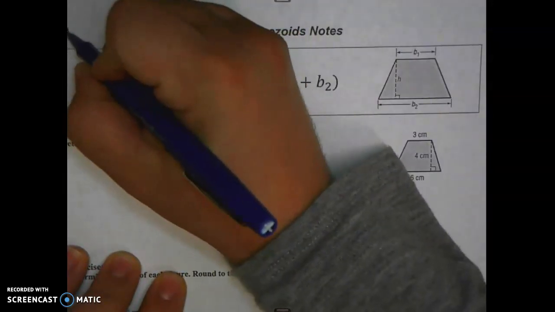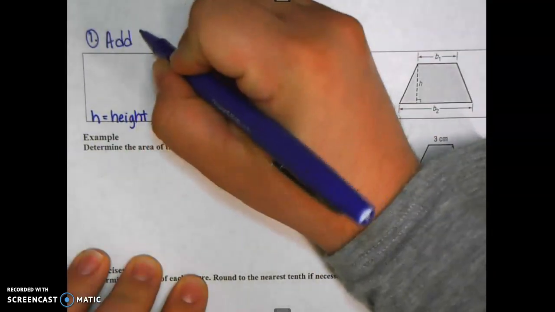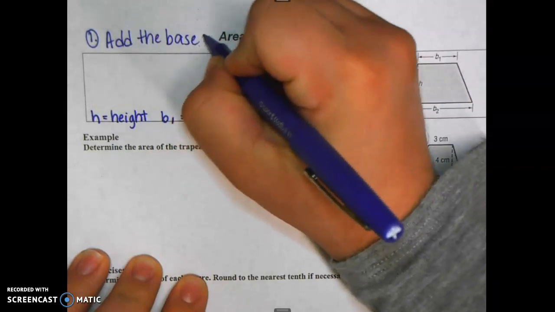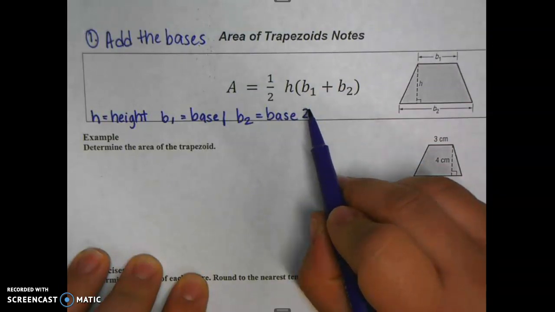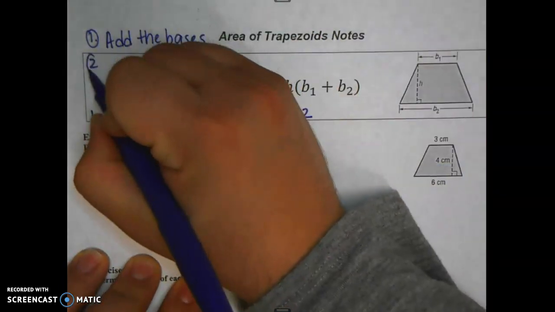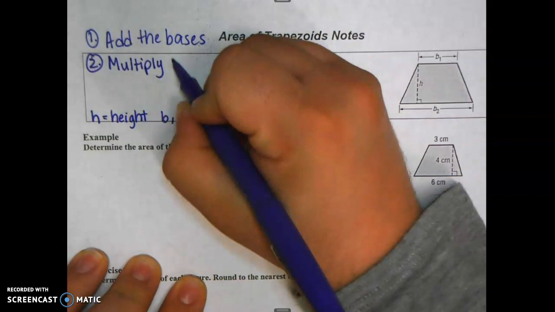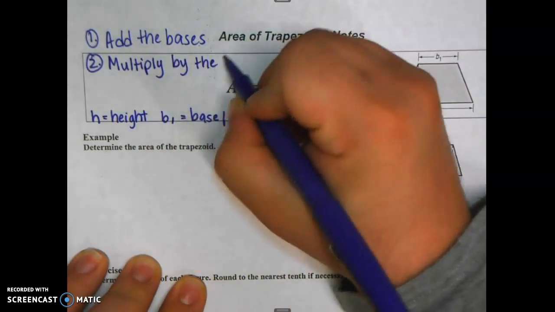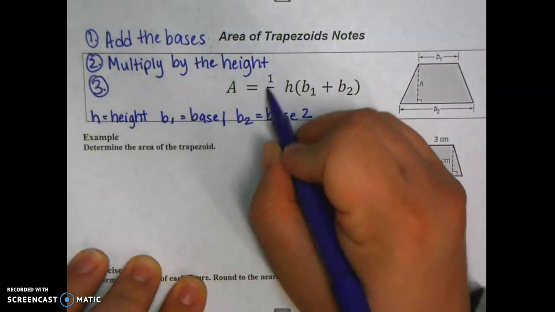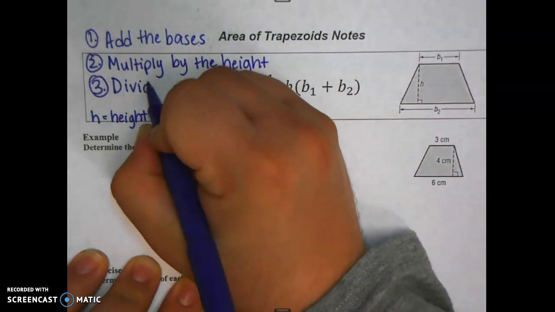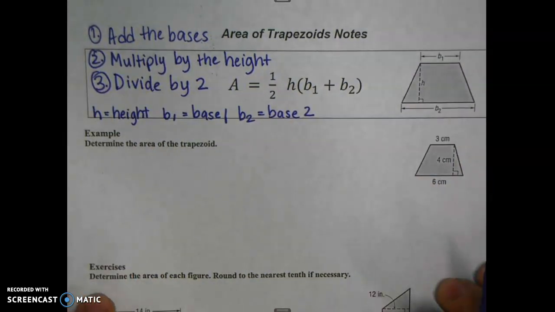The first step is to add your bases. You want to add the bases. And we know that that's first because that's what's in parentheses. That's how we know that that's first, because of order of operations, GEMDAS, PEMDAS. Second step is to multiply those bases by the height. And then the third step, we have to do the 1/2. That means to divide by 2. And then you'll have your answer. So those are the 3 steps you're going to do with every problem.